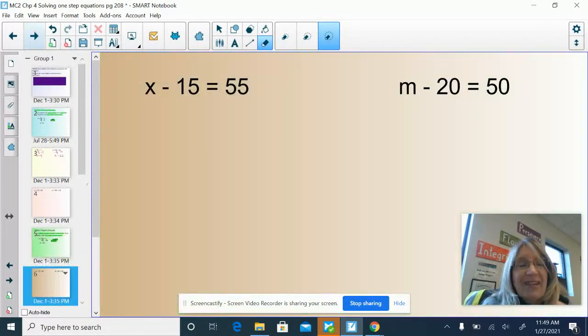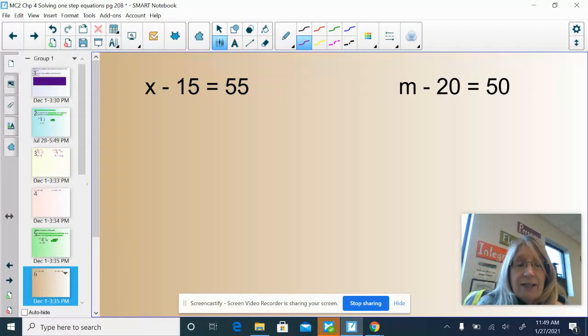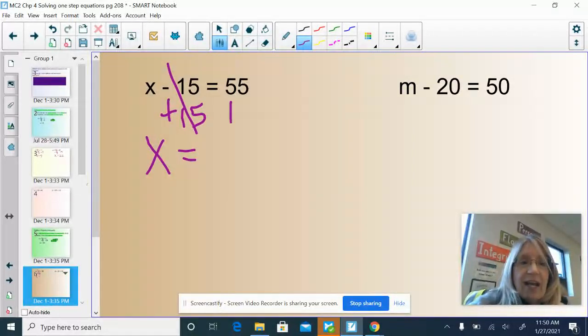All right, this one. What's happening to that x? It has something being subtracted from it. You want to undo that and say, oh, if 15 was being subtracted from x, you want to add 15. Negative 15 plus 15 is 0. Now I have x alone. If I add 15 on the left, I have to add 15 on the right, and that should be 70.